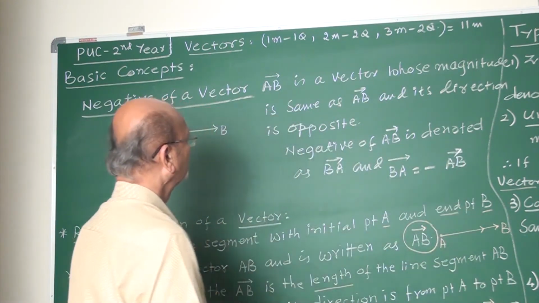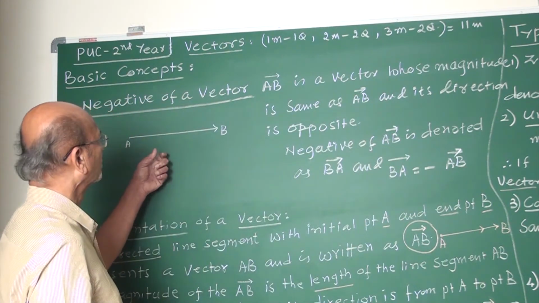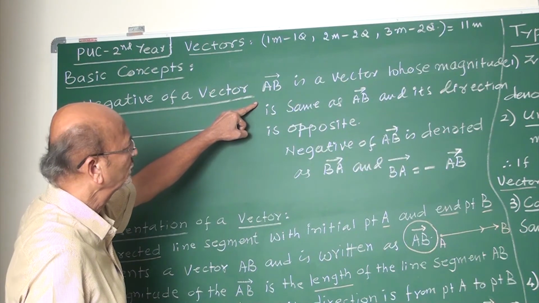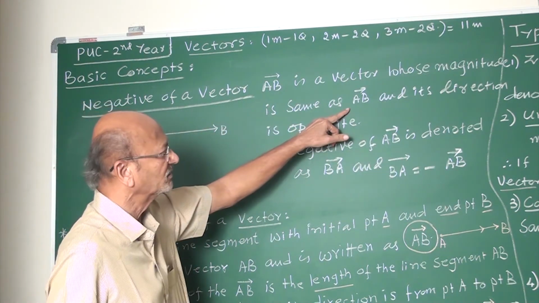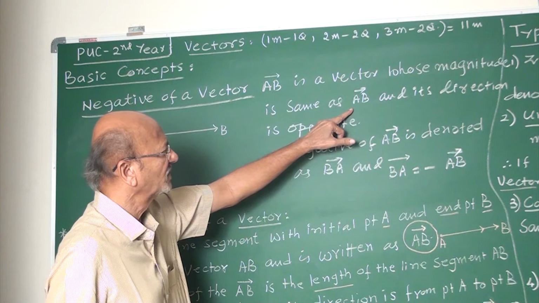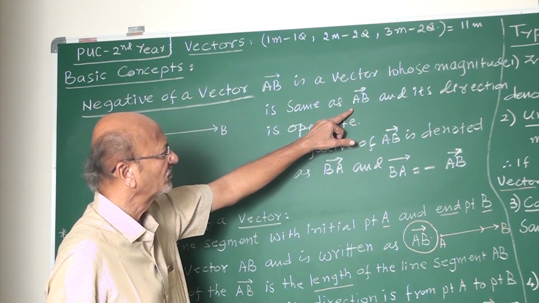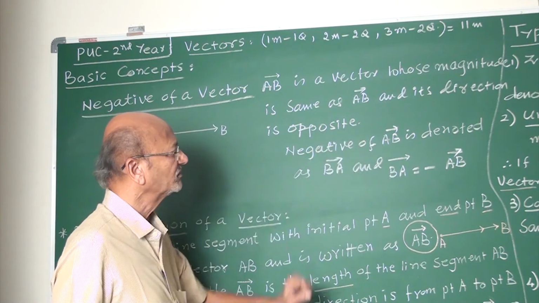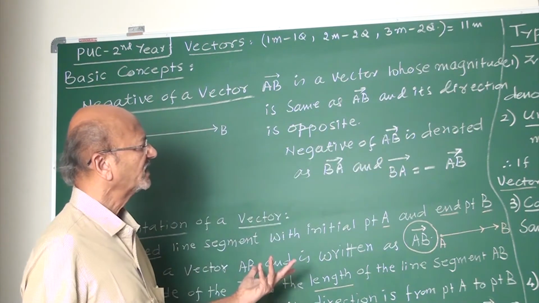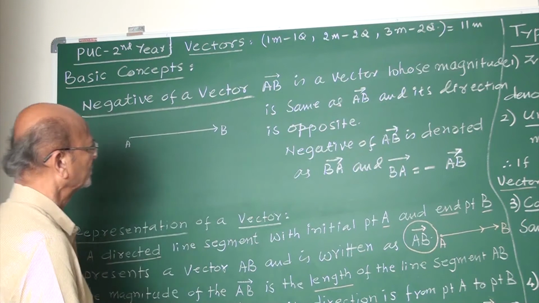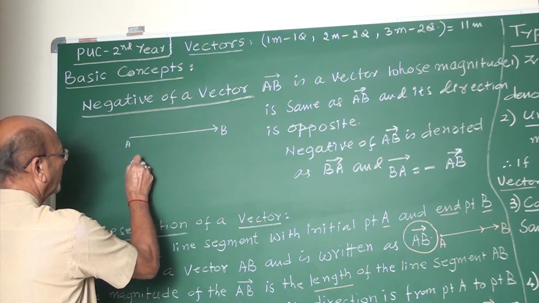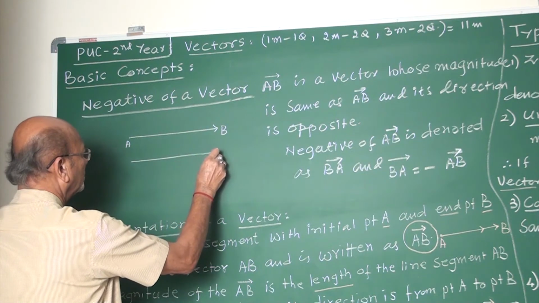Yes, my friends. Read first, then we will come to the figure. Negative of the vector AB is a vector whose magnitude is same as AB. Magnitude as such, length as such, same as the vector AB. AB and this BA, lengthwise same. Then what is the difference? They are different in directions.